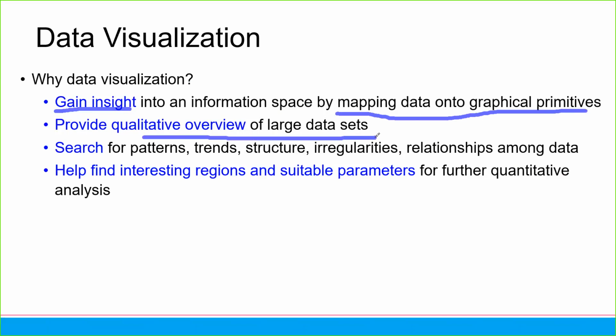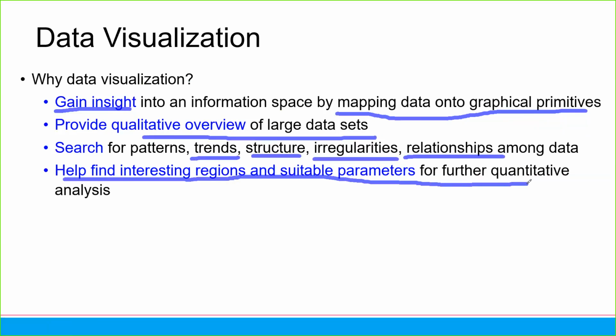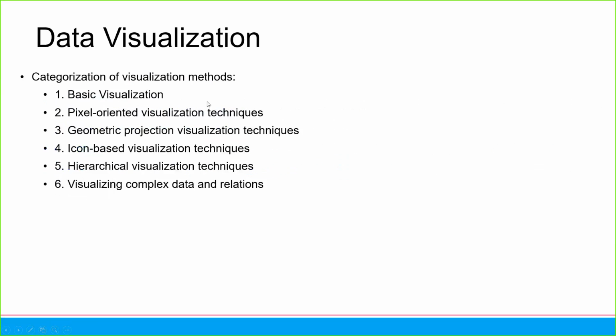Your data now is only 20 data points or 150. But what if your data is 1 million? It will be very confusing, so you need to plot it. We can search for patterns, trends, structure, irregularities, and relationships among data. And we can find interesting regions and suitable parameters for further quantitative analysis.